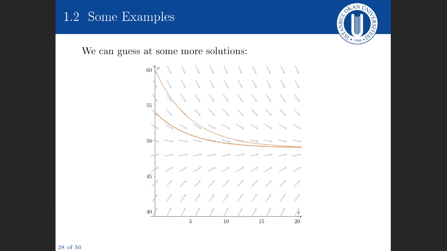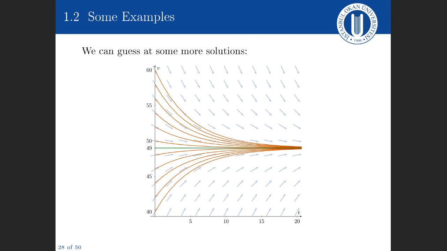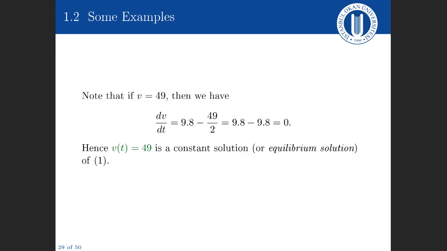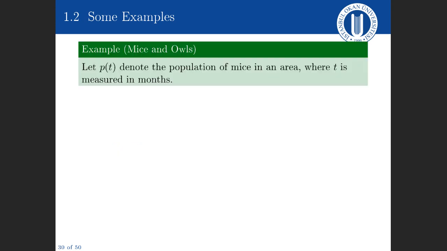We can then guess at some more solutions. We can guess that if we start with velocity 60, the solution to the differential equation will look like this. Again, the curve just follows the way that the arrows are pointing. We can guess that if we start at 42, the solution looks like this, and so on. We can also guess that somewhere in the middle, in this case at 49, there will be a solution where the velocity doesn't change. Note that if the velocity is 49, if we put 49 into the differential equation, we get dv/dt is equal to 9.8 minus, in this case, 49 over 5, which is equal to 0. Therefore, v(t) equal to 49 is a constant solution, or an equilibrium solution, of our differential equation.